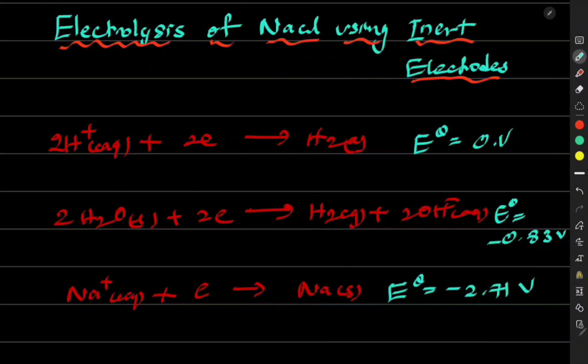When we consider the standard reduction potential, the most probable reduction reaction is the first reaction, but the H+ concentration is very low. Therefore, it is not possible under laboratory conditions. And the third one has a very large negative reduction potential. Therefore, we can conclude that the most possible reduction reaction is the second one. I'll mark them down: first reaction, second reaction, and third reaction.